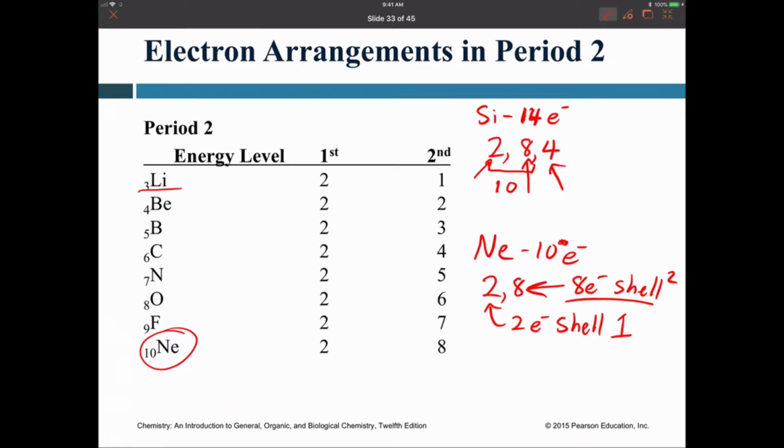All right? So I hope you're kind of getting it, right? Remember, all the electrons add up to the atomic number. Atomic number is the number of protons. So the electrons should add up to the number of protons. Should be neutral. Okay.